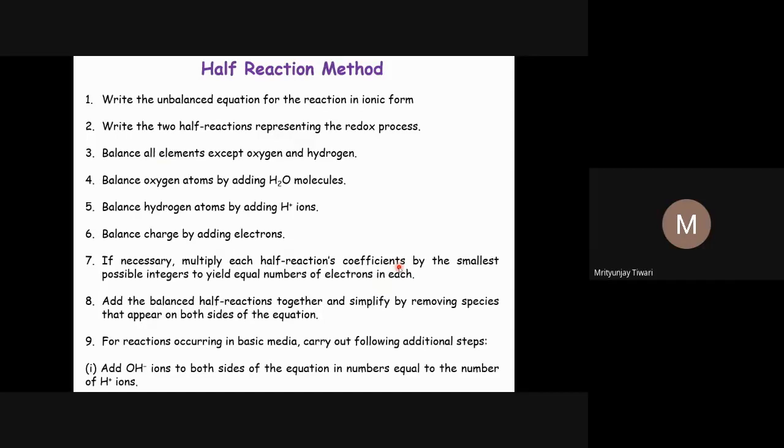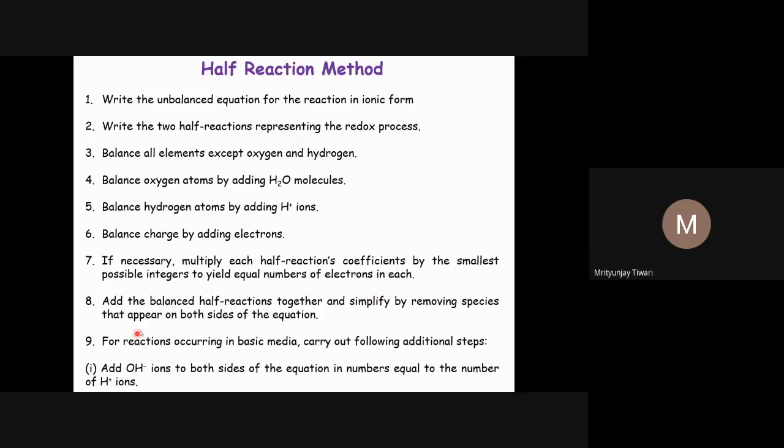To balance this, we make the number of electrons equal by multiplying one or both reactions by certain coefficients if required, or if not required at all, we don't multiply anything. If necessary, we multiply both reactions by certain numbers, and we decide that based on logical analysis. This is not difficult. You might have done this kind of thing when solving equations in your algebra, sorry, mathematics.